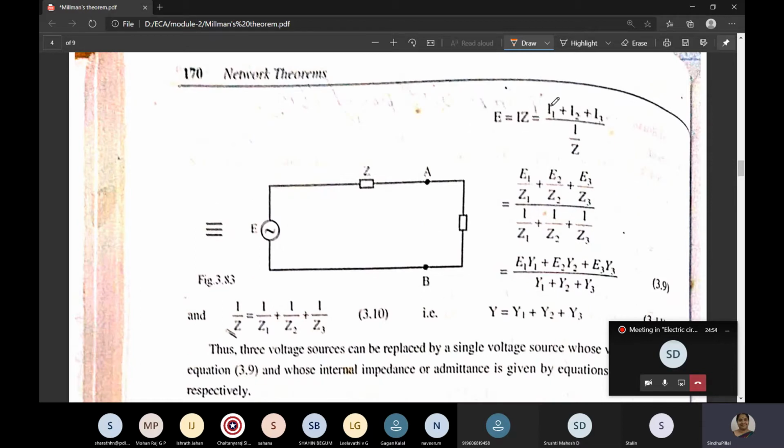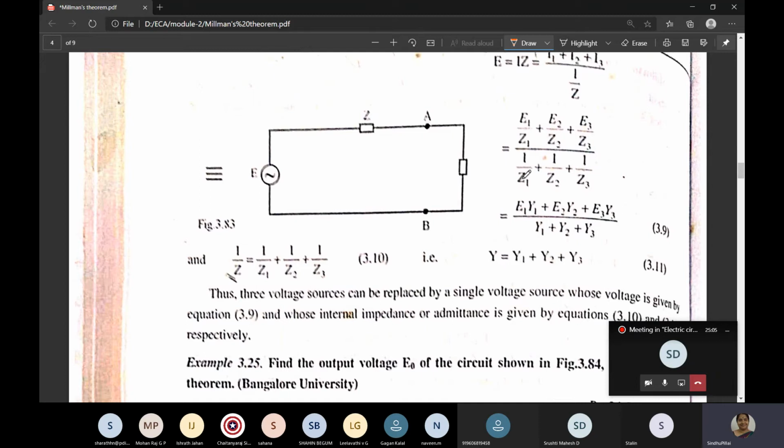I1 is nothing but E1 by Z1, current is equal to voltage by impedance, plus E2 by Z2 plus E3 by Z3. And 1 by Z is nothing but 1 by Z1 plus 1 by Z2 plus 1 by Z3. This has been written here in this way. We can write it in terms of admittance also. The same formulas are repeated once again.